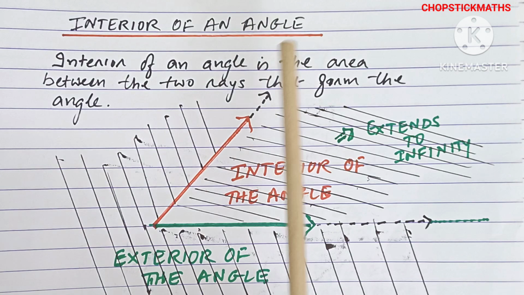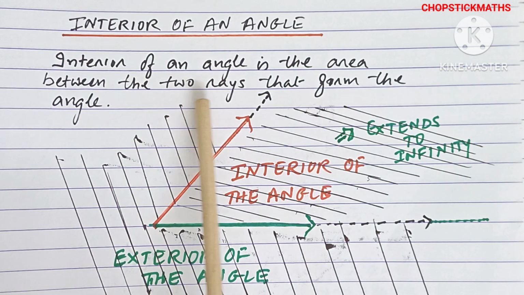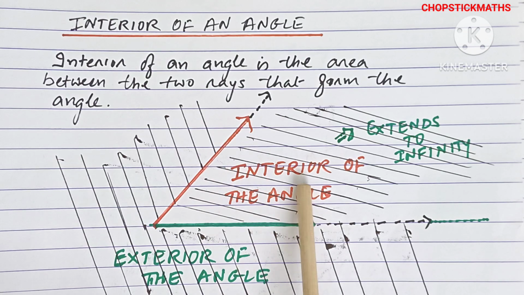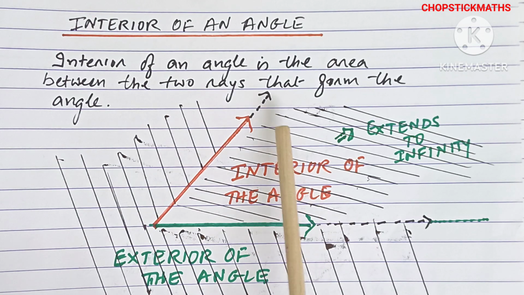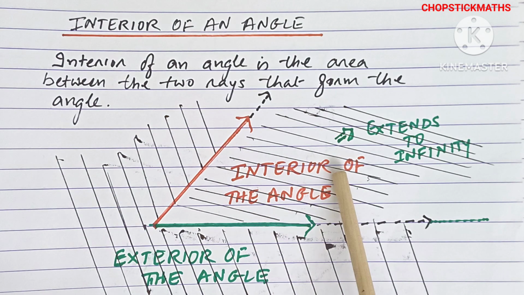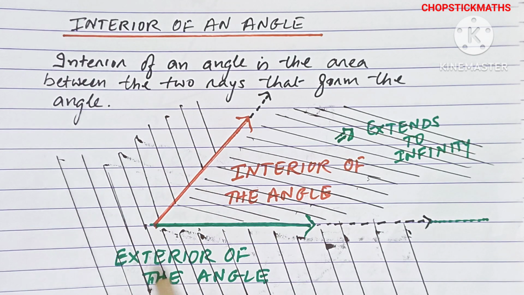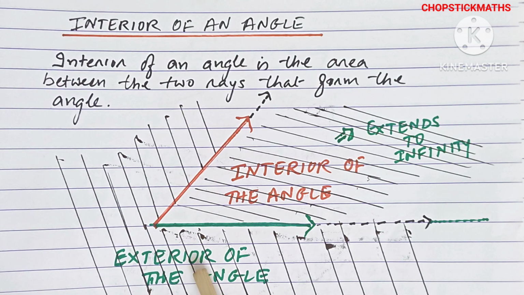Interior of an angle. Interior of an angle is the area between the two rays that form the angle. So you can see here, this is the angle and these are the two rays that are forming the angle. So this region, which is in between the two rays, is called as the interior, and it extends up to infinity. And this region, which is outside, is called as the exterior of the angle.